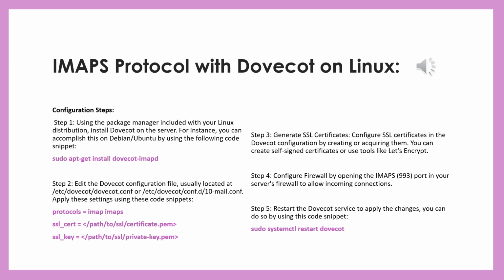Step 3. Generate SSL certificates. Configure SSL certificates in the Dovecot configuration by creating or acquiring them. You can create self-signed certificates or use tools like Let's Encrypt.